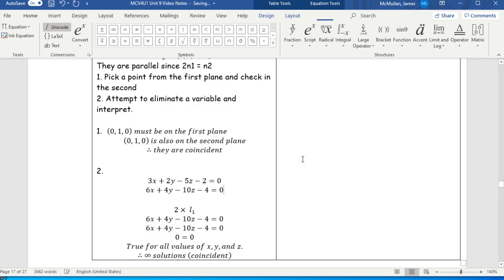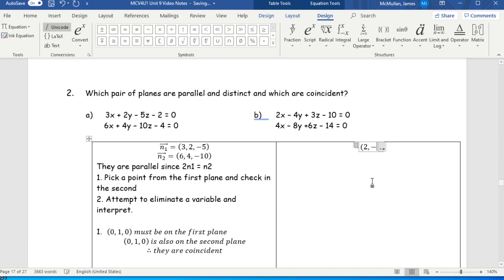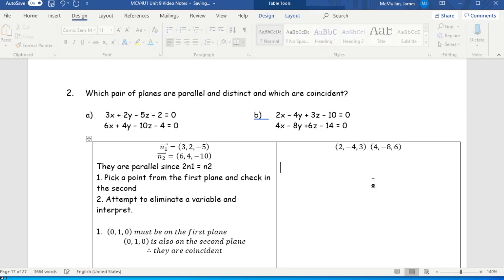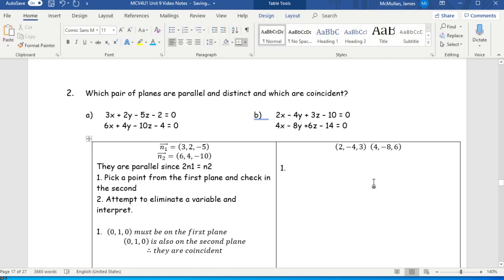Let's try the same thing on the second one. Again, you can see they're parallel because you have 2, negative 4, 3, and then you have 4, negative 8, 6, and one of them is just doubled from the other one. So now we'll do method 1. Let's test a point.